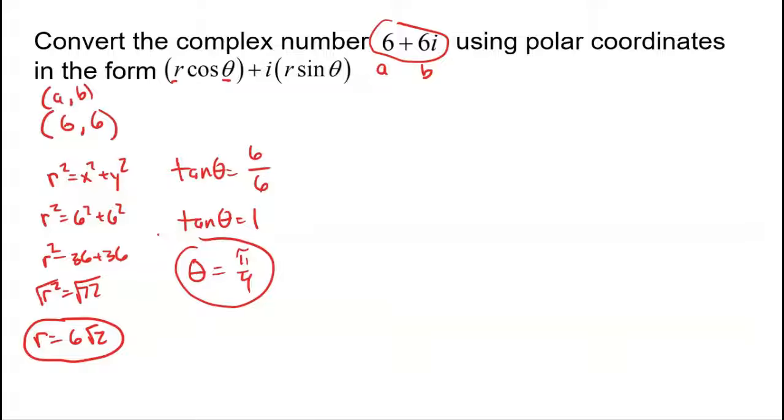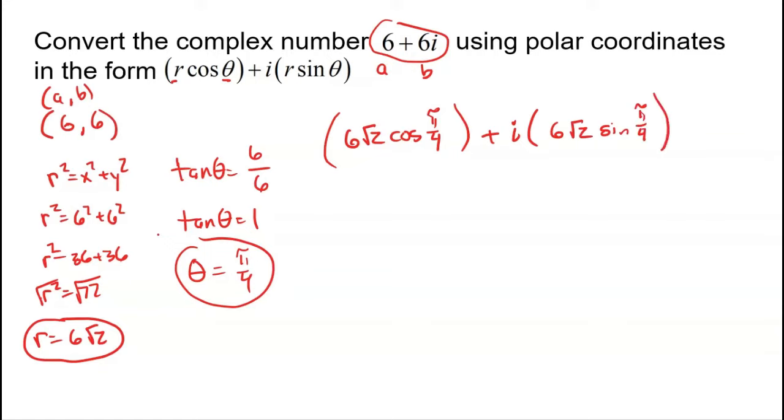So it's going to look like this. It's going to be 6 radical 2 times cosine of pi over 4 plus i times 6 radical 2 times sine of pi over 4. There it is right there. Pretty easy, not too bad at all.